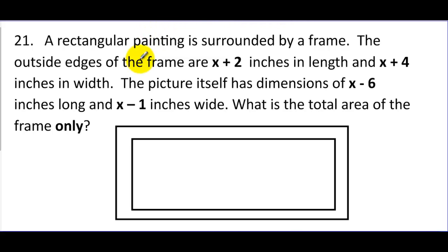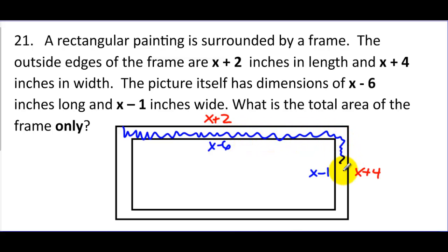So what this one is saying is that the actual painting, the actual frame has dimensions of x plus 2, and the width is x plus 4. And the picture itself on the inside has dimensions of x minus 6. That would be this little line just going from here to the other side, and x minus 1. And so what they really want to know is what is the total area of the frame, which would really be like if I just cared about this little outside piece here all the way around the border, and I wanted to know what was the area of just that. Okay? That's what we're trying to find.